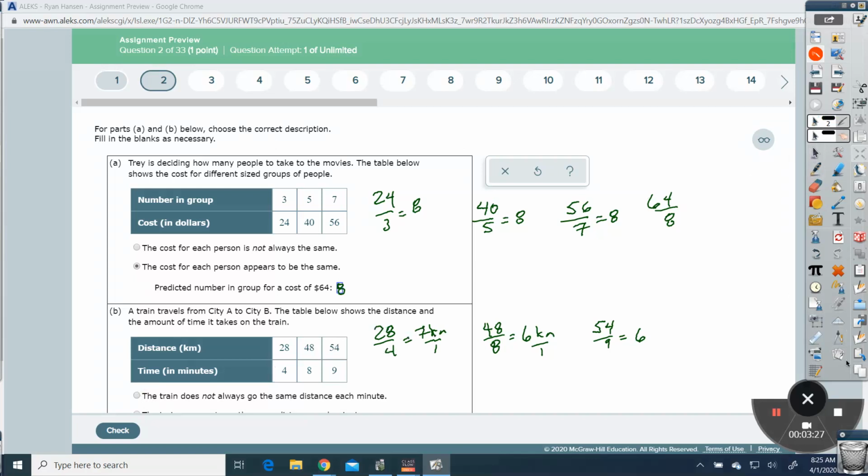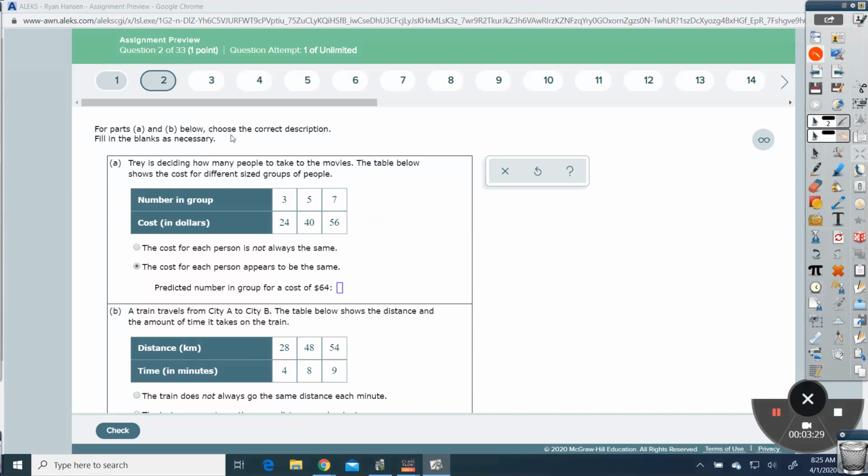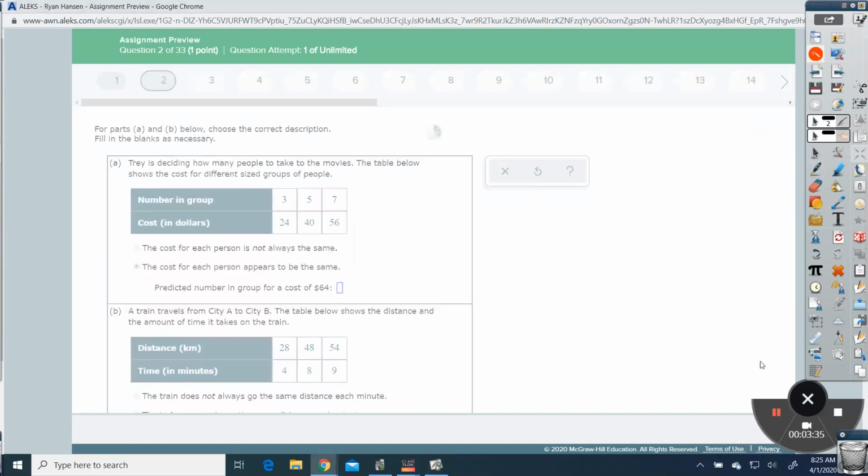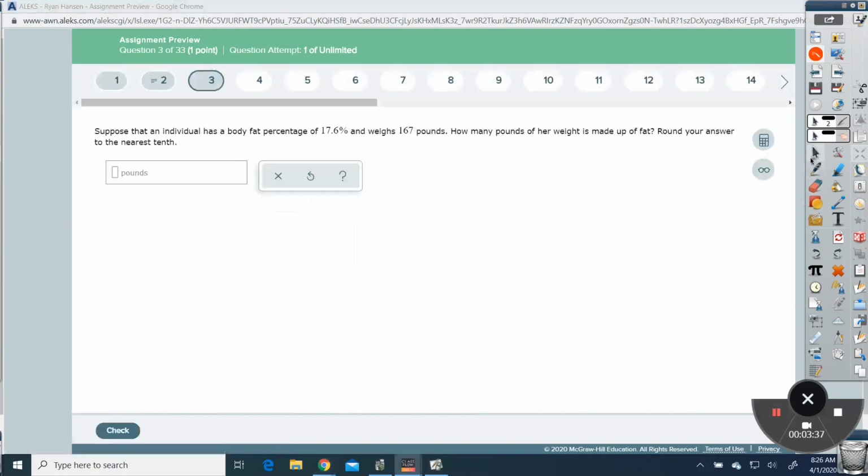All right, question number 3. Question number 3 says, suppose that an individual has a body fat of 17.6%, weighs 167 pounds. How many pounds of her weight is made up of fat?